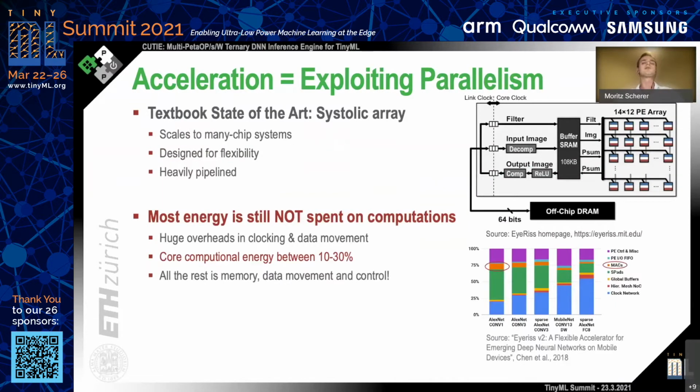So the textbook state of the art is the systolic array, which scales to many-chip systems. It's designed for flexibility and heavily pipelined. But there again, we see that most of the energy is still not spent on computations. We see huge overheads in clocking and data movement, and the core computational energy is usually between 10 and 30% when we account for pad energy and so on. All of the rest is memory access, data movement, and control.